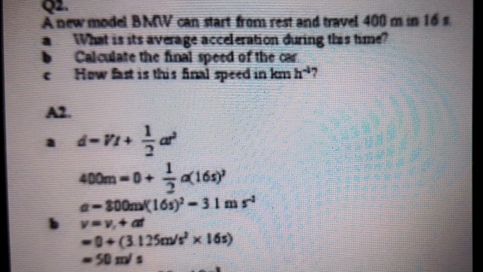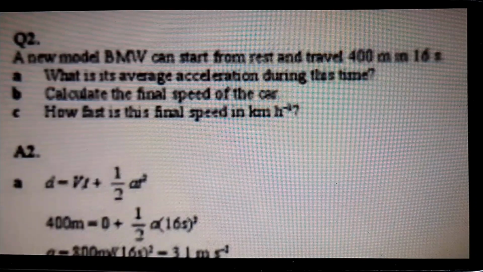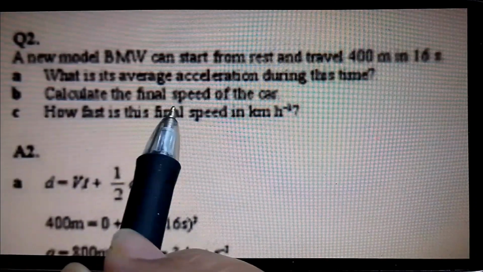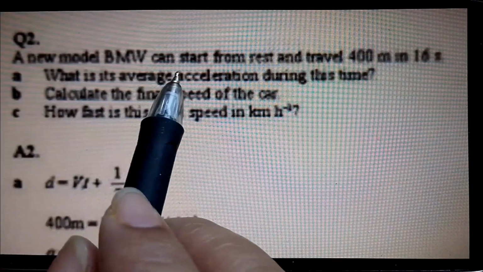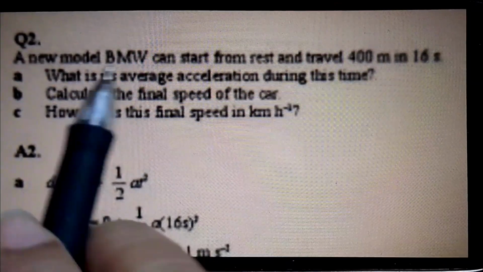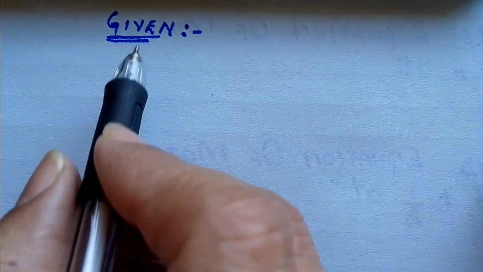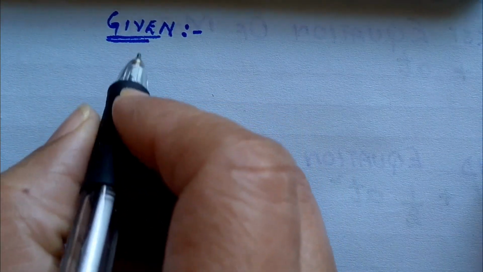This is another example of equations of motion which will finally clear your concept. So let's see and we will solve this example. According to the question, our new BMW can start from rest and travel 400 meter in 16 seconds. So what we have to find and what is given in the question, we will write in the given section.